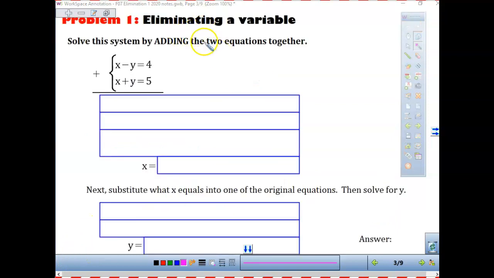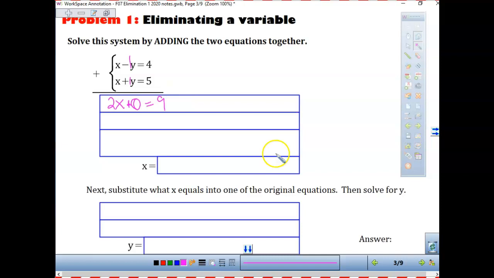So this is going to lead us in. It says, okay, we're going to solve by adding these two equations together. So what is x plus x? 2x. What is negative y plus y? Negative 1 plus 1 is 0. Could I put 0y? Yeah, but it's just 0, right? And adding 4 plus 5 gives me 9.